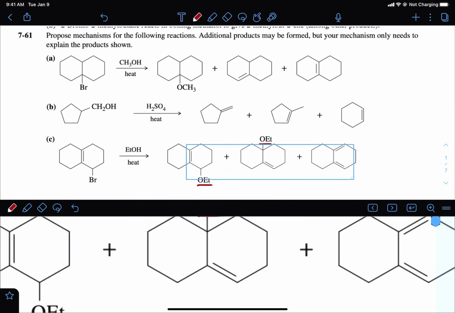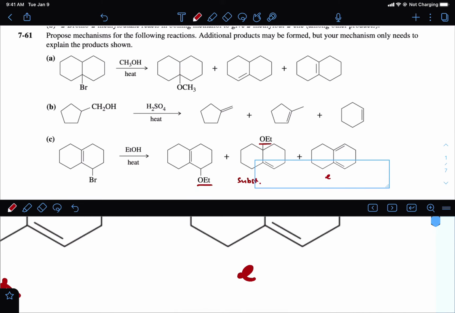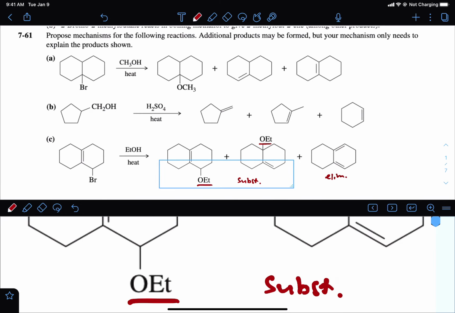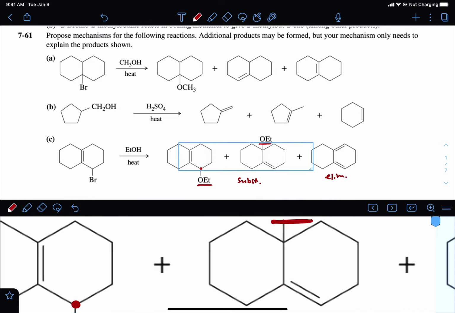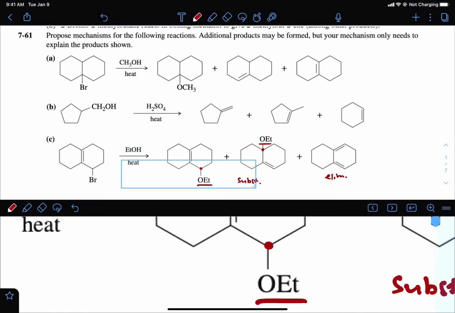So first of all, notice that we've got a substitution and we've got elimination. And since the nucleophile is adding at different sites, that means that we've got either resonance or rearrangements. We need some mechanism by which a cation can move. Otherwise, there's no reason to explain how the nucleophile can add to these different positions. So let's go through this.